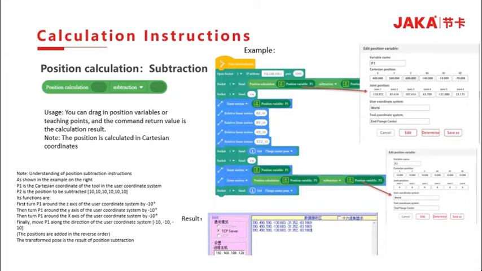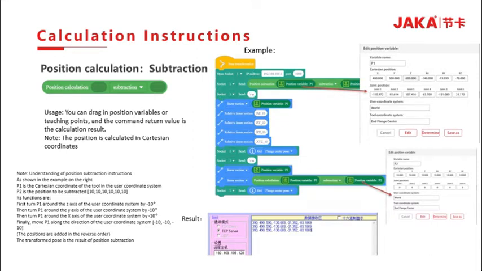Position subtraction instruction. Drag in a position variable or teaching point. The return value of the instruction is the calculation result. Position is calculated in Cartesian coordinates. Look at the example on the right. Open the socket connection. The socket sends the result of the position subtraction.